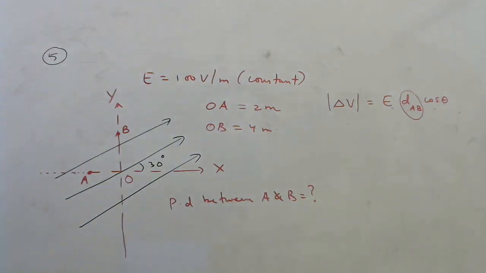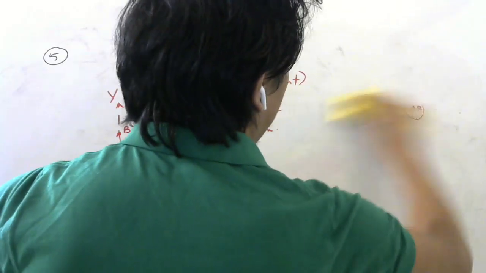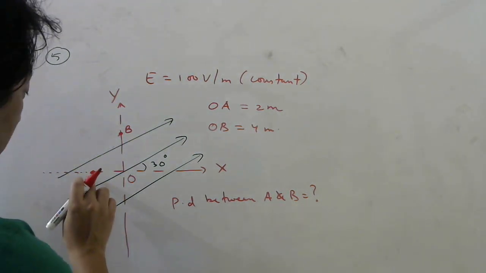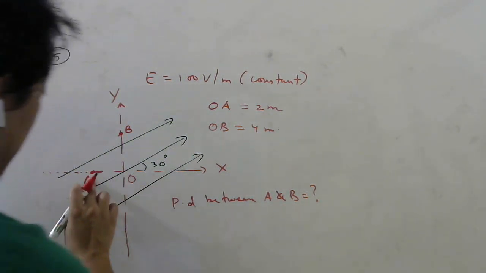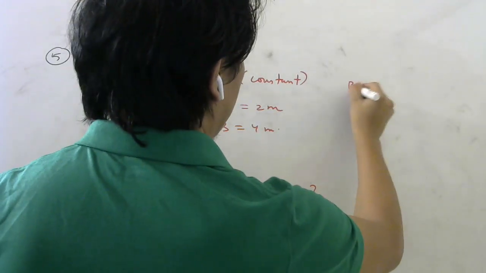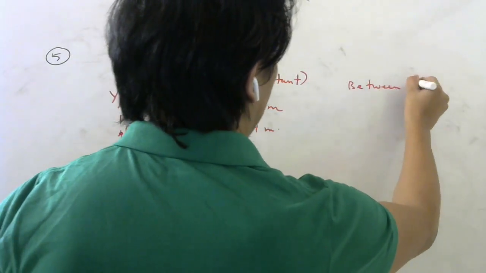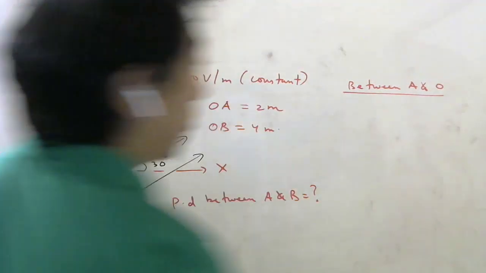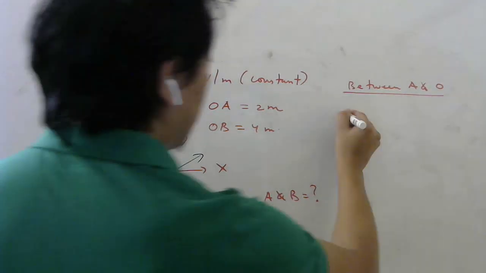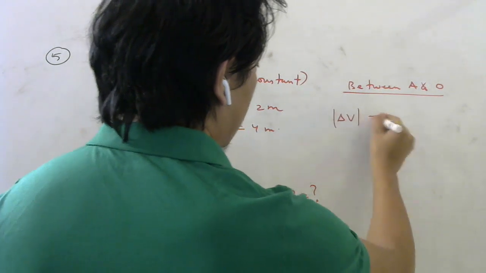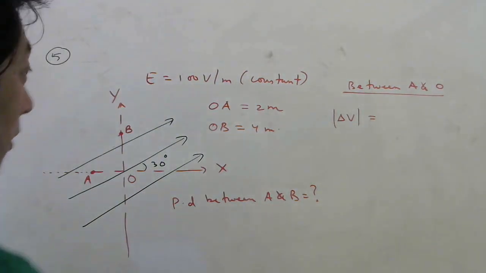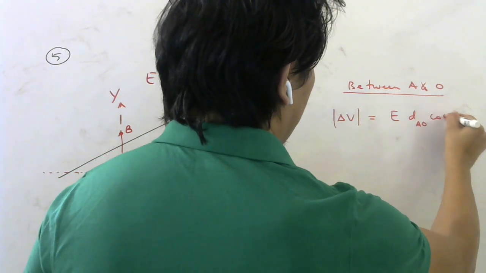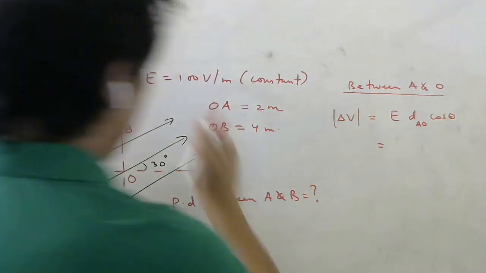So instead of doing it this way, let us use one trick. Look carefully, it is very interesting. Let us find potential difference between A and O. First we will find potential difference between A and O. So delta V magnitude modulus. What is the formula? E, distance between A and O, cos of angle. E is 100.